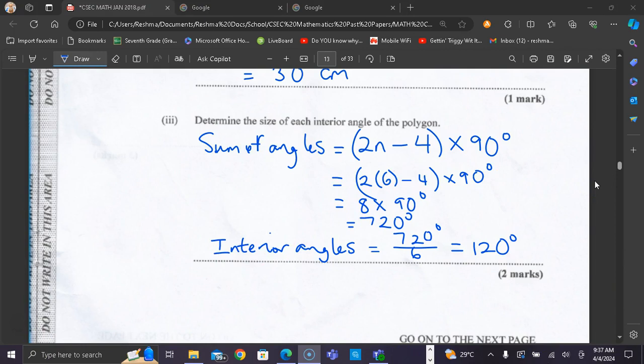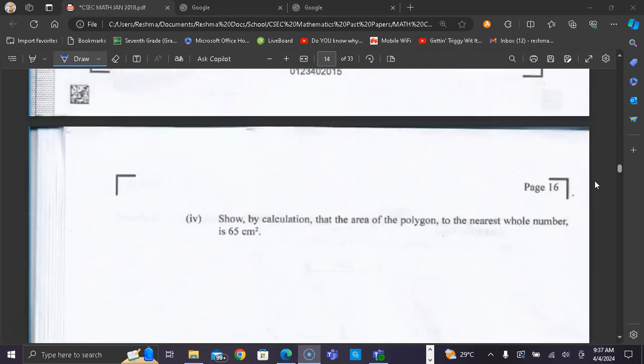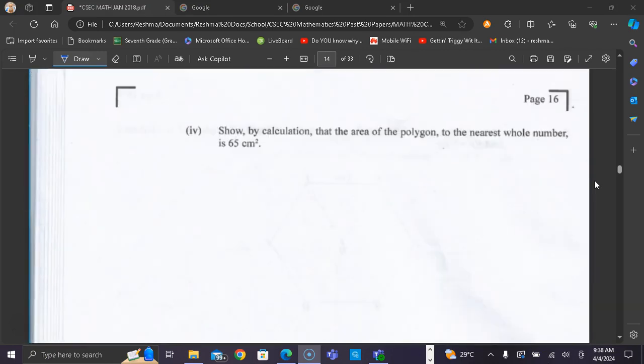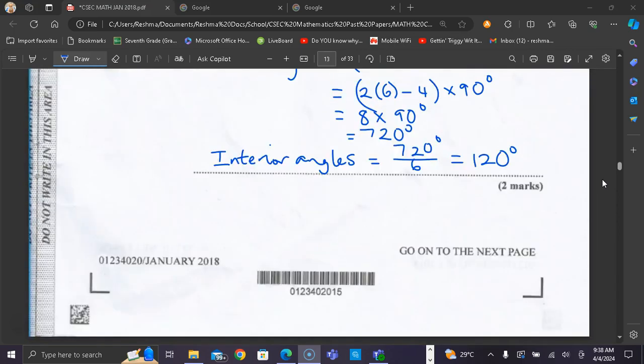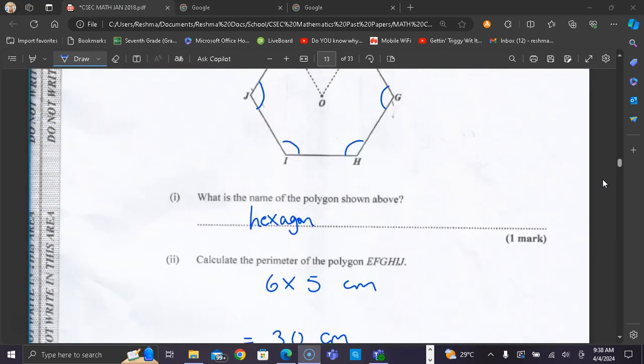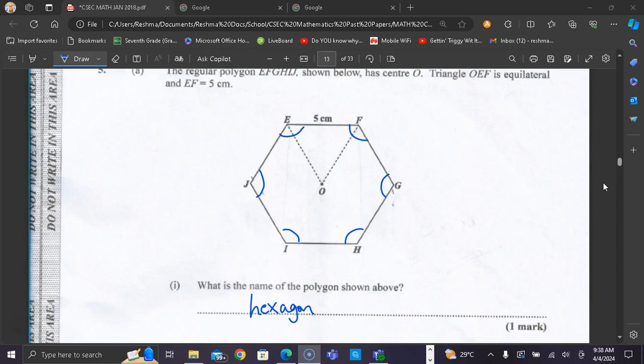So let's go on to the 4th part. Show by calculation that the area of the polygon to the nearest whole number is 65 square centimeters. And this is for 3 marks. Okay, so we need to find the area of the hexagon. So let's go back up to the diagram. Okay, so just going to erase this.